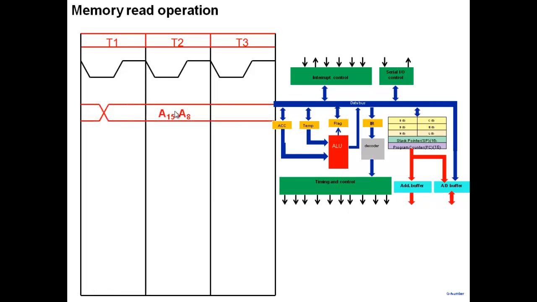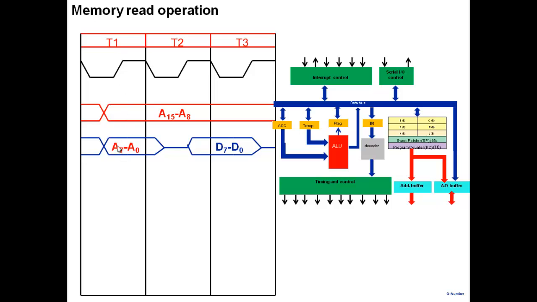Well, the first thing that we do is the following. The microprocessor wants to read, so it will place an address on the address bus. The red one is the address bus here. A15 to A8 are the upper byte of the address. The microprocessor will also place the lower address on the data bus, because the data bus and the lower address bits are multiplexed. So in the T1 state it places both the addresses here.